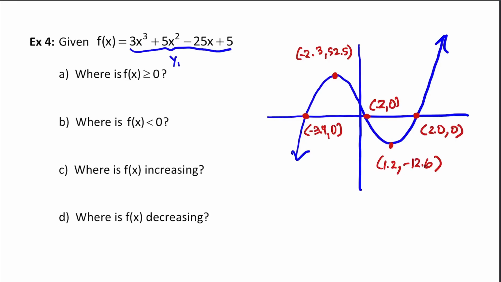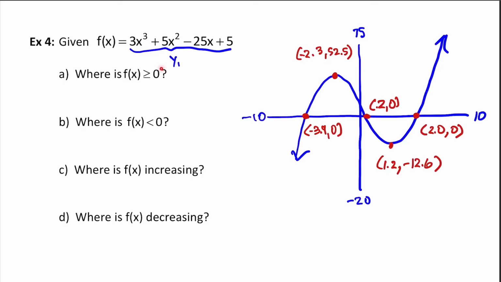I forgot to tell you guys what I did for my window. I just kept this at 10 and negative 10. You can actually make that a little bit smaller and get a better picture if you wanted. Notice my maximum was 52.5, so I went up to 75 here before I could see it. And down here, I just went down to negative 20. That's what I did for my window.